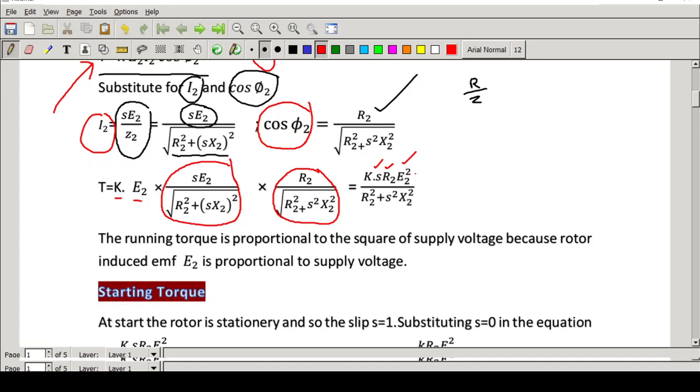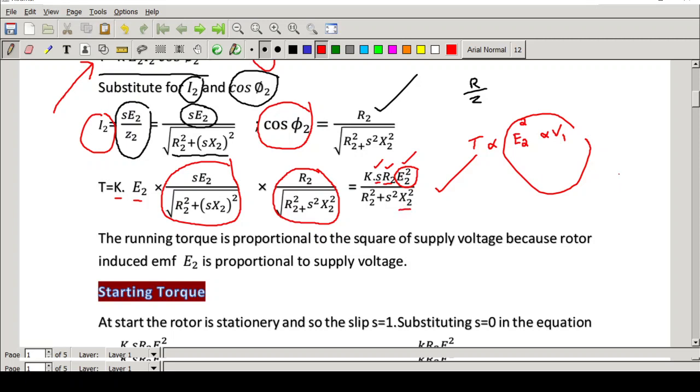Now here you can see that this torque, that is torque under running conditions, is proportional to the induced EMF squared. Now this induced EMF is proportional to the supply voltage or the stator voltage V1. So this can be taken as a constant, that we will see later. So now this is the expression for the torque under running condition, which depends on slip, rotor resistance, induced EMF E2, and rotor reactance.